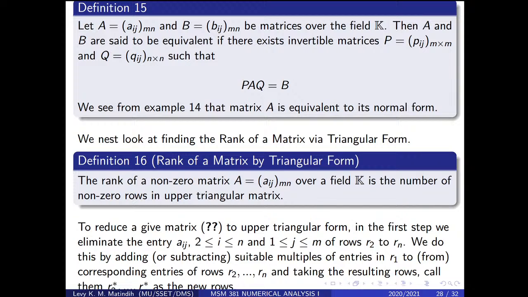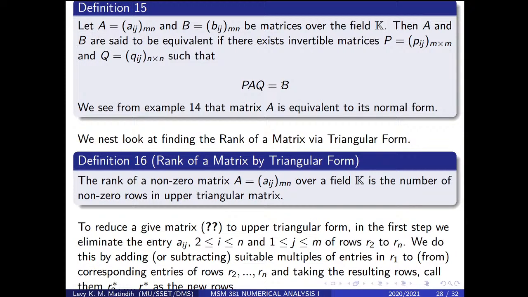Let's now look at this definition, which is talking about the relationship between the matrix P, the matrix A, and the matrix Q. So what we're saying is, if we have two matrices, A and B, over the field K, then the matrix A and matrix B are said to be equivalent if there exist invertible matrices P of order M and Q of order N, such that the matrix P times the matrix A times the matrix Q gives us the matrix B. This definition is just a consequence of theorem number 7, corollary number 7, theorem number 4, and example number 14.